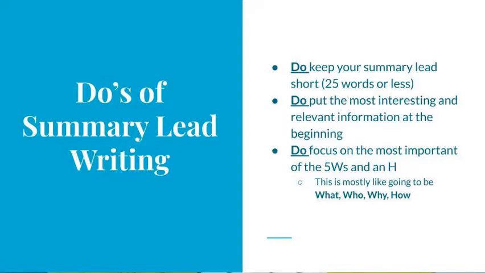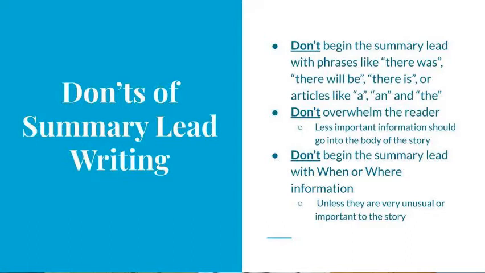This is most likely going to be what information, who information, why information, and how. Most of the time, when and where don't really matter as much as those. Now for the don'ts. Don't begin the summary lead with phrases like there was, there will be, there is, or articles like a, and the. These are not going to grab your reader's attention. Don't overwhelm the reader. Not all facts should be placed in the lead. Less important information should go into the body of the story.